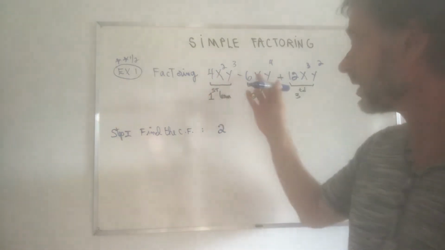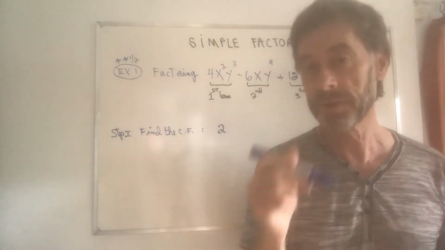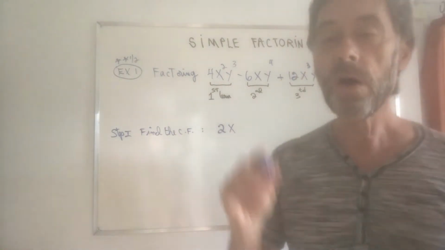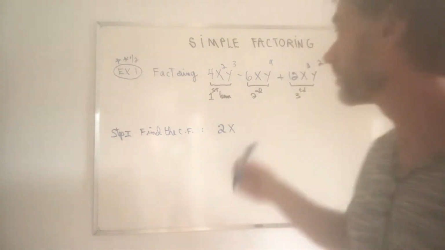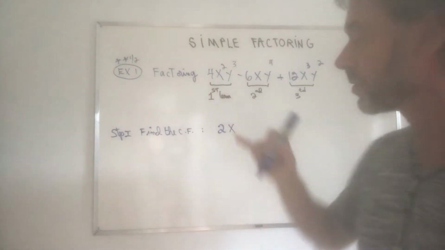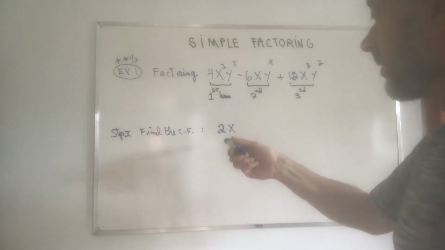Because there's an x in all of my three terms. But what's going to be the power? Now remember this, the power that is in the common factor is always the smallest of all the exponents, the lowest exponent, yeah? x2, x1, x3, so x1 is the smallest exponent.